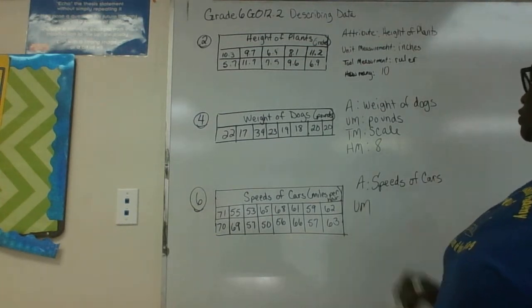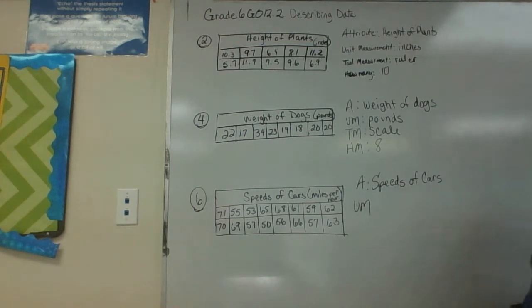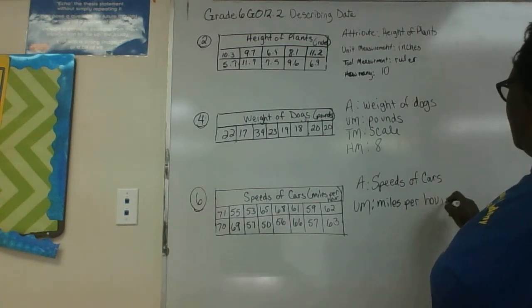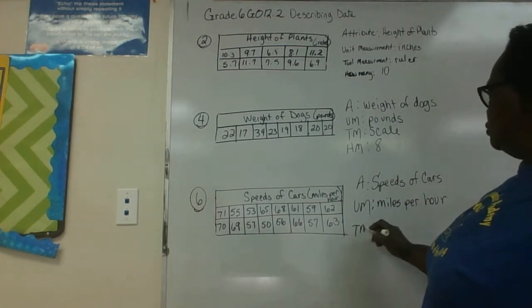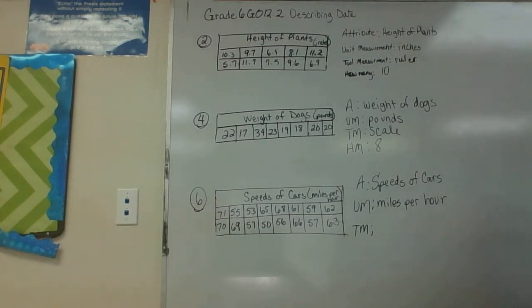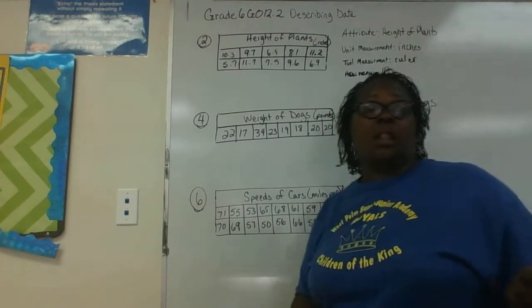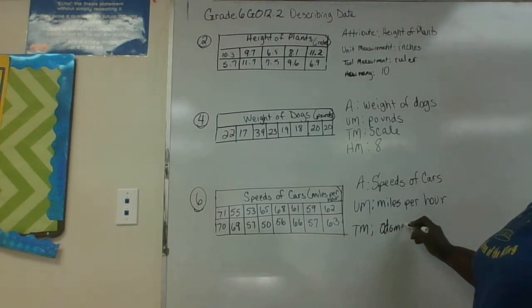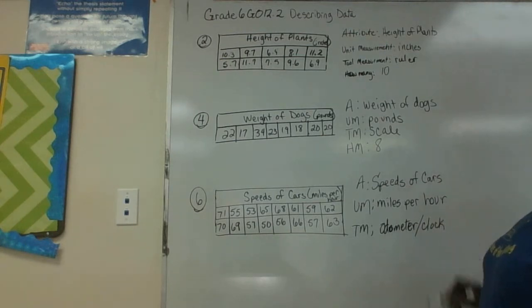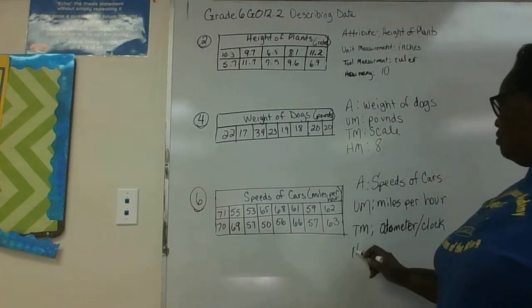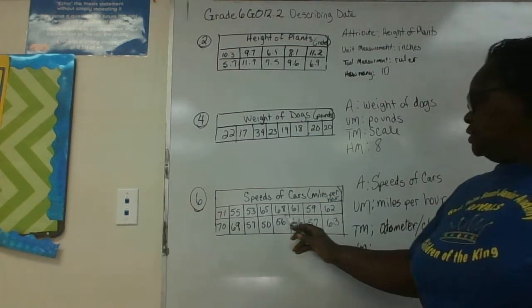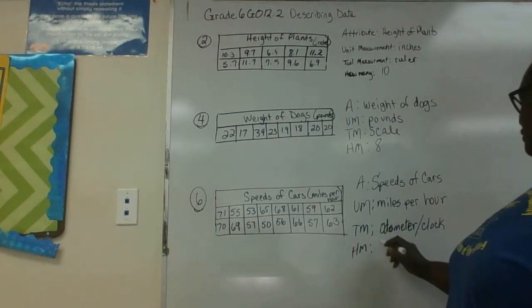What unit did we use to determine the speed of the car? We use miles per hour. How did we do that? What tool did we use to determine that? Well, we could have used an odometer as well as a clock. You have an odometer that tells us our speed when we're driving, and then we have a clock to determine how long we've been driving. And then how many cars did we get the miles per hour? 2, 4, 6, 8, 10, 12, 14, 16.